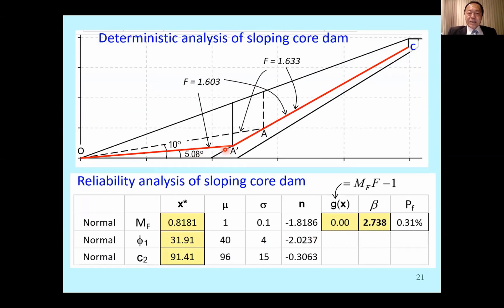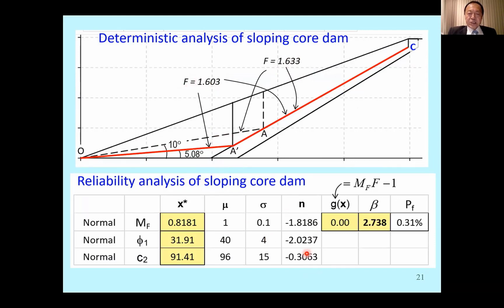You can then search for the critical bilinear slip surface. This first slip surface going through the dashed lower line is not the most critical. It has a slightly higher factor of safety. If you search, you get a 1.603, which is the more critical.